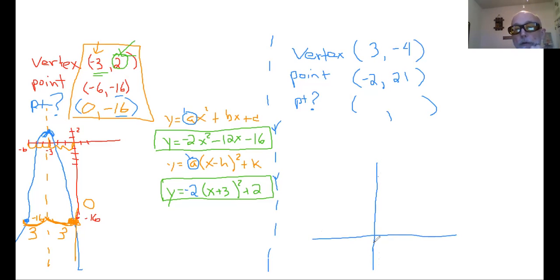All right, so we've got 1, 2, 3, 4, 1, 2, 3, 1, 2, and 1, 2. I'm not going to count up to 21. We're just going to say right there, that's 21. Okay. So negative 2, 21, that's one of the dots. And 3, negative 4 is the vertex, right? So if that's the vertex, then that means the parabola looks like this.